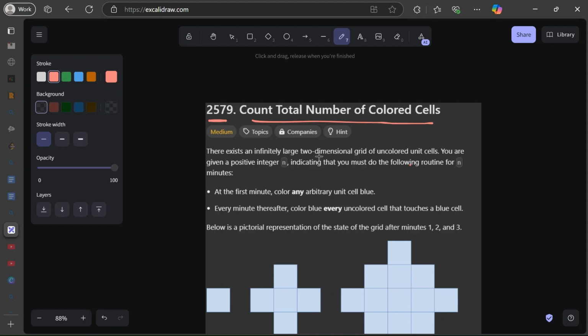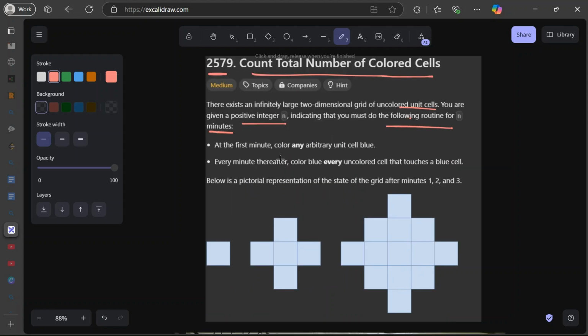So there exists an infinitely large two-dimensional grid of uncolored unit cells. You're given a positive integer n, indicating that you must do the following routine for n minutes. At first minute, color any arbitrary unit cell blue. Every minute thereafter, color blue every uncolored cell that touches the blue cell.